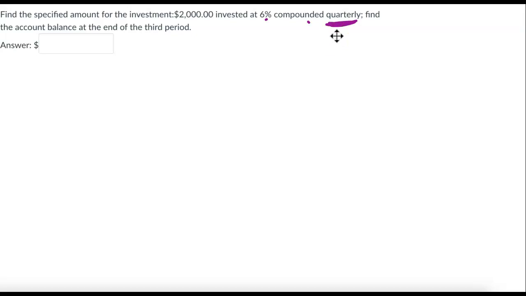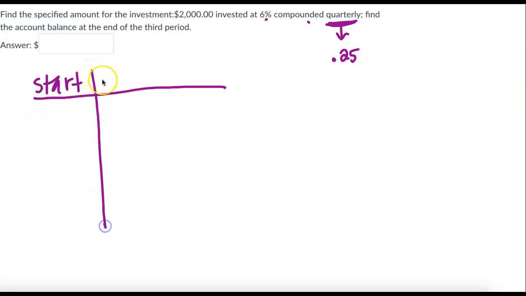So that means this interest is being added to your account 4 times. Think of 4 quarters in a dollar. So if something is quarterly, we actually use 0.25 in our calculations. We want to find the account balance at the end of the 3rd period. So we have our start value, which is $2,000, and we have to figure the amount for 3 periods.